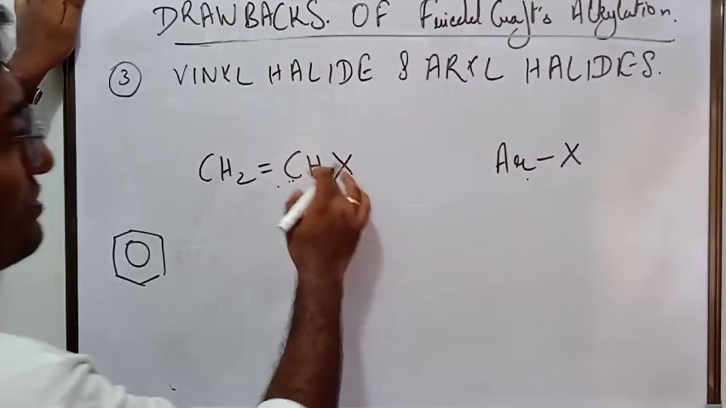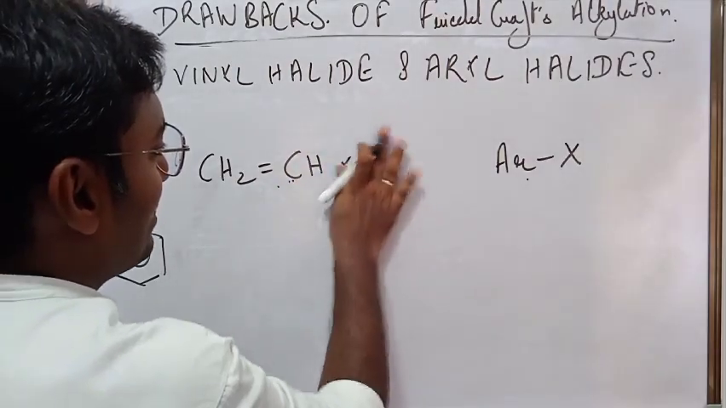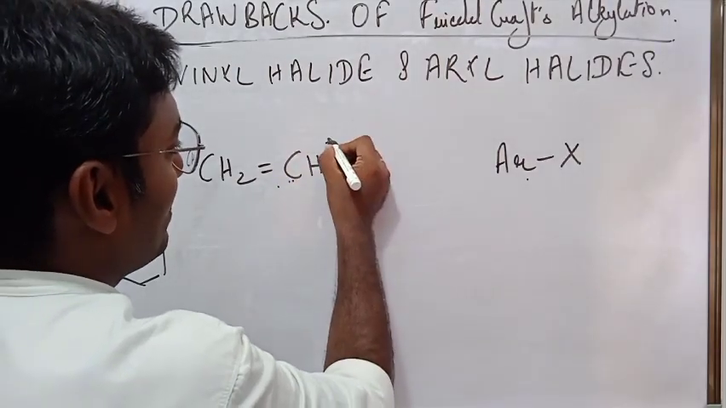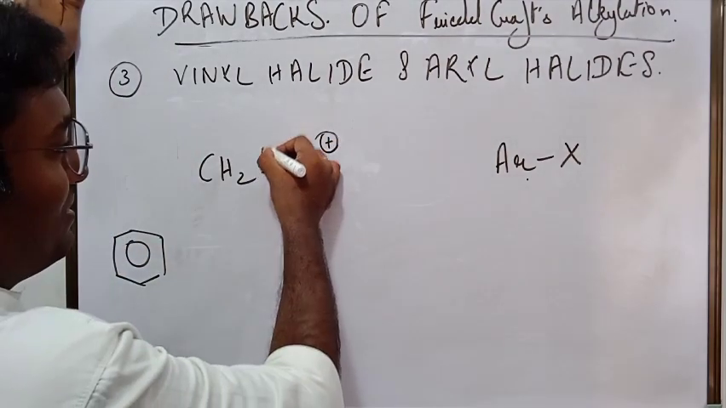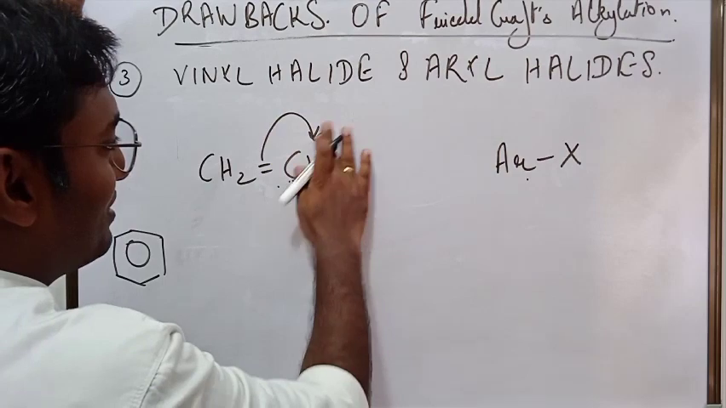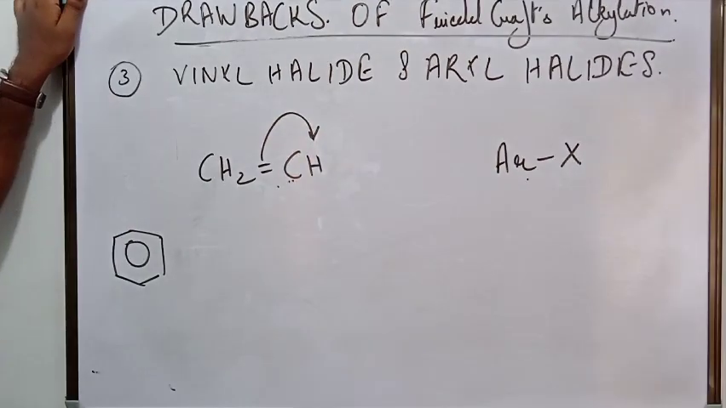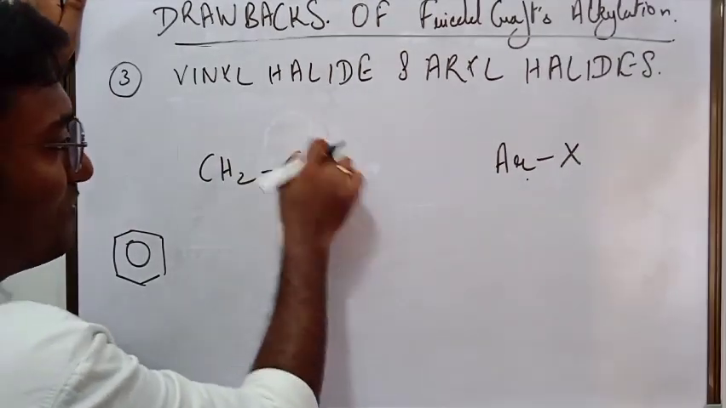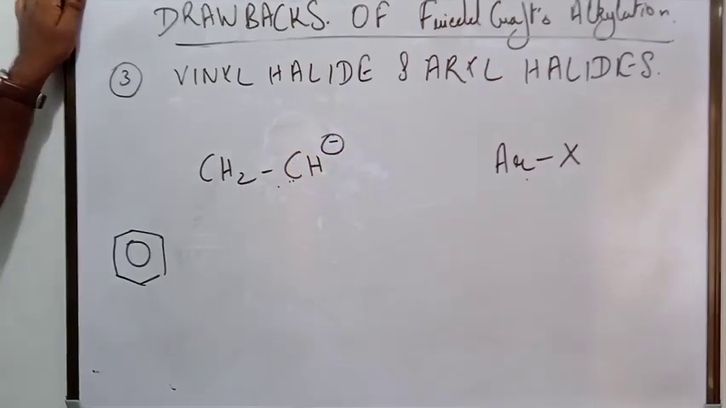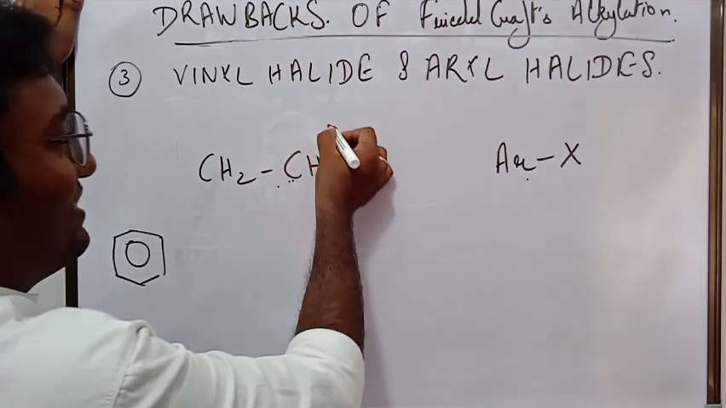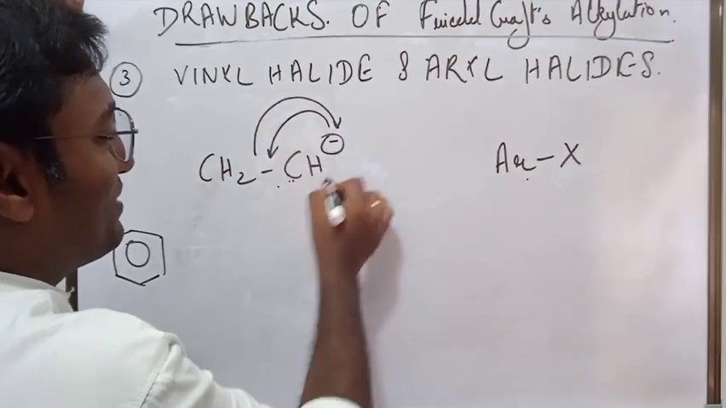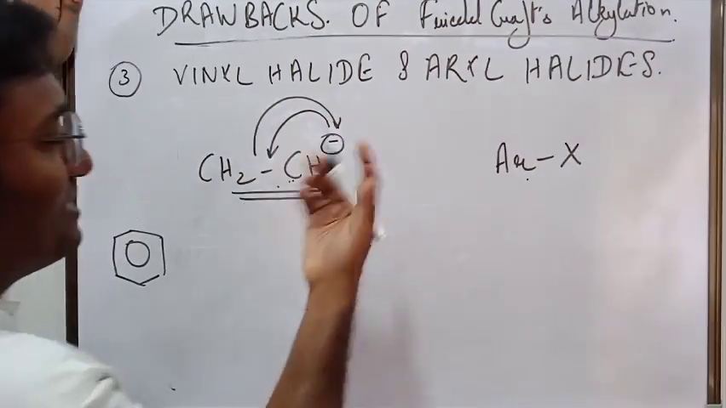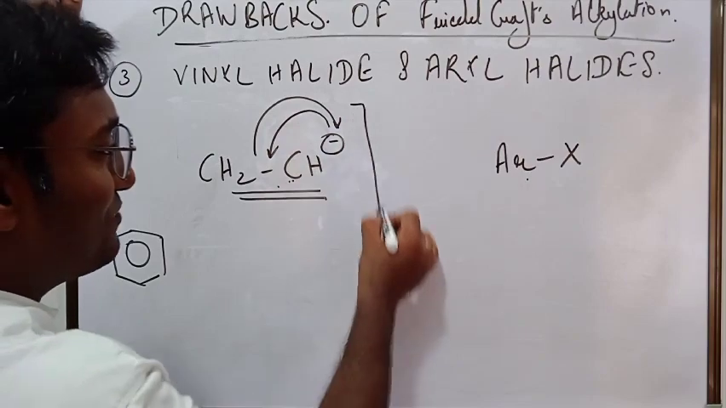Suppose X leaves, so a positive charge would come here. This electron will jump here, so the charge will move from here. It will become CH minus now, and then it again will jump here, and again jump here. So the carbocation is not formed efficiently. There is no electrophile that is formed in vinyl halide.